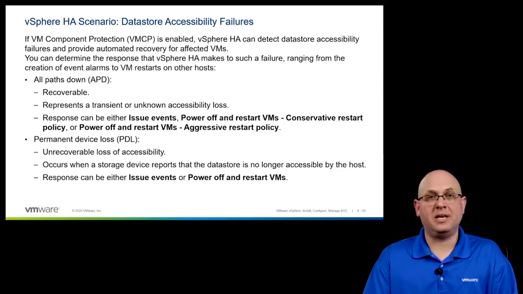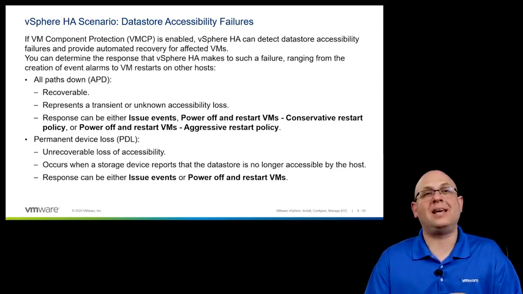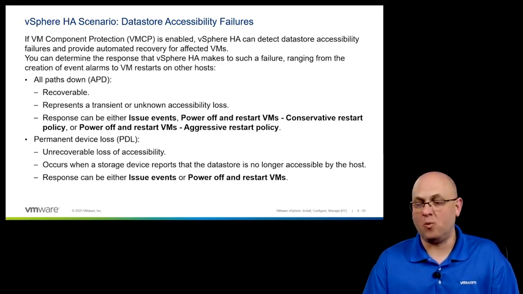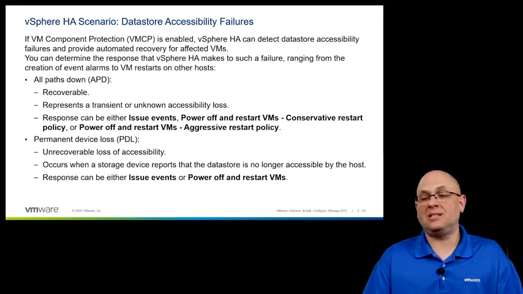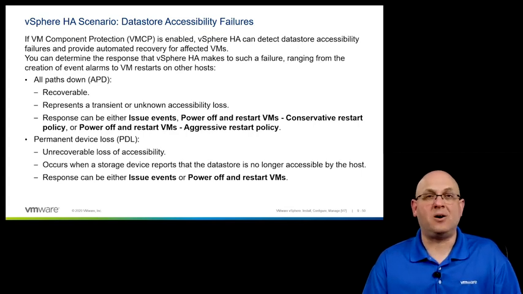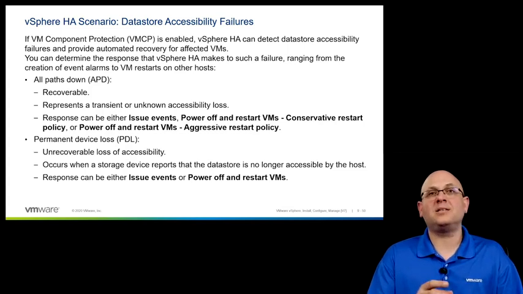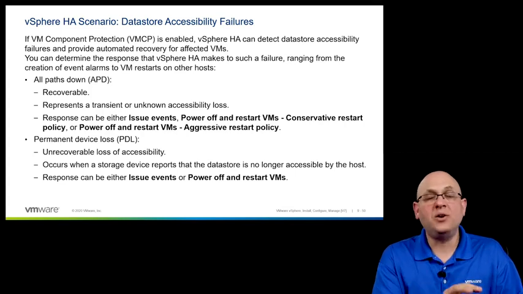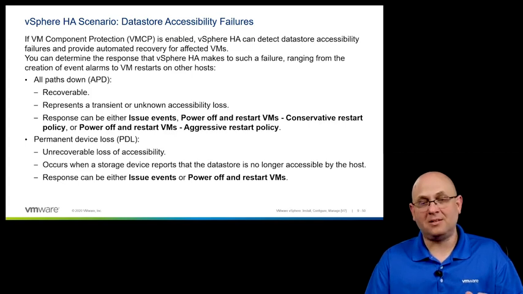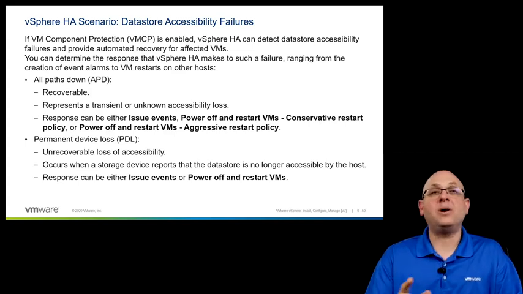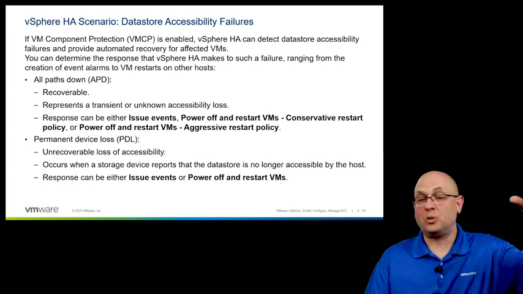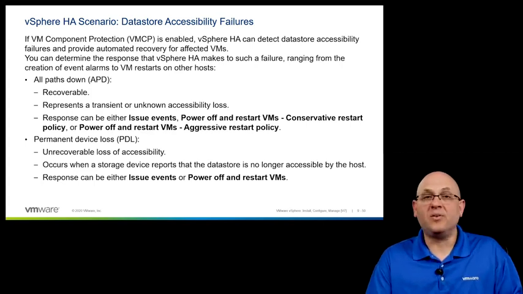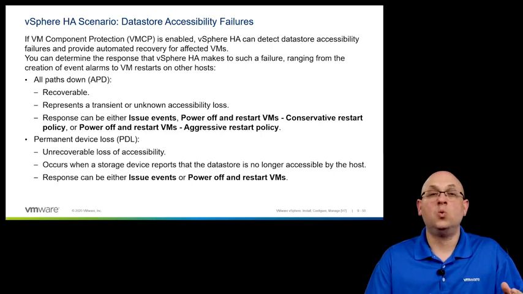We have two scenarios here, and we can respond to this data store accessibility failure in a couple of different ways. The first is a situation that we call all paths down. And all paths down is the state that your ESXi host's storage path exists in for the first 150 seconds of downtime. So for the first 2.5 minutes, ESXi says, I have no accessibility to storage. I've got virtual machines that are powered on, but I cannot read from the storage and I cannot write to the storage. What do we do?